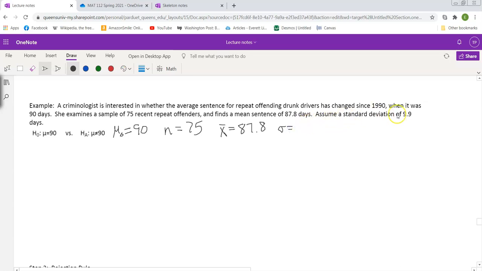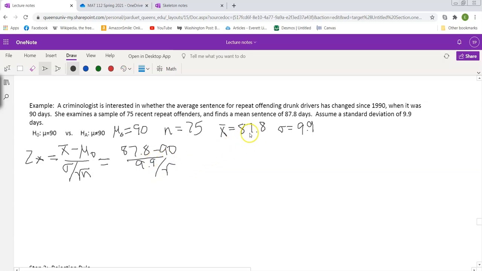And the last value we need in this problem is our standard deviation. This is the population standard deviation of 9.9. We're going to plug into the same formula, x bar minus mu naught over sigma over the square root of n. So x bar, 87.8, minus the hypothesized value of 90 over sigma over the square root of n.